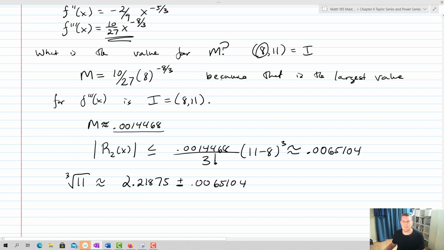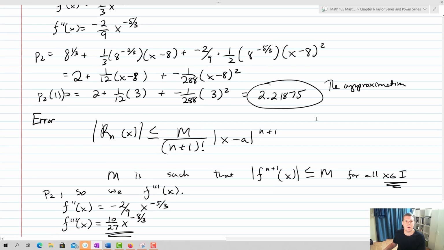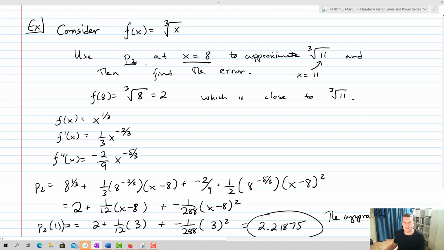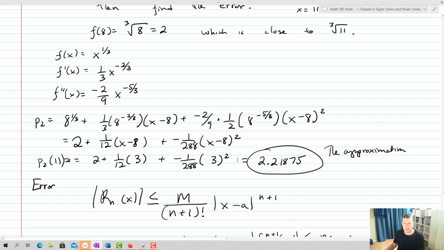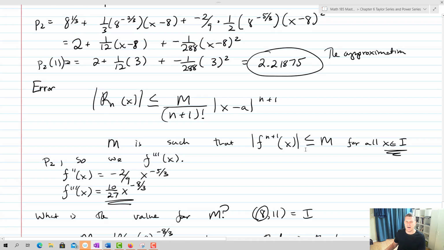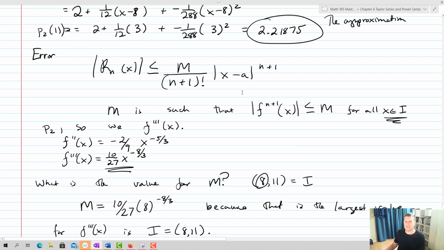So let's take a look back at how we found that error. We first calculated the Taylor polynomial using our equations for the Taylor polynomial. And we were approximating in an area that's close to the value we're looking for. In our case, the cube root of 8 is pretty close to the cube root of 11. So that's the center for our Taylor polynomial here. So we found our Taylor polynomial, and then we used that. When we plugged in 11, that ended up being our approximation, this 2.21875. Then to find our error, we needed to utilize this formula for the remainder. That remainder ends up being our error, okay?